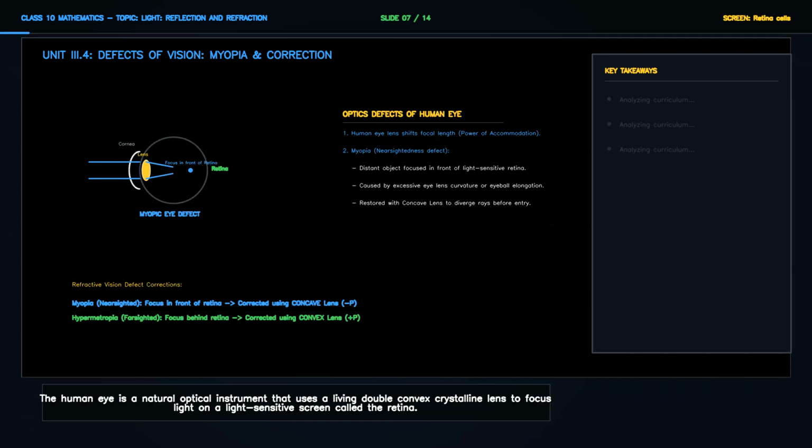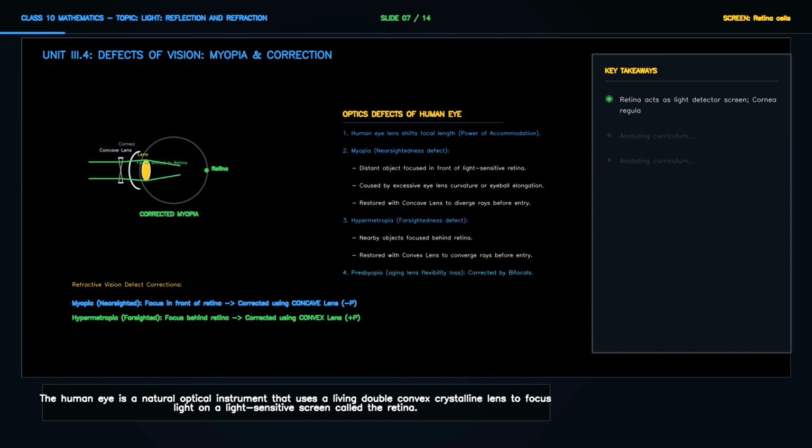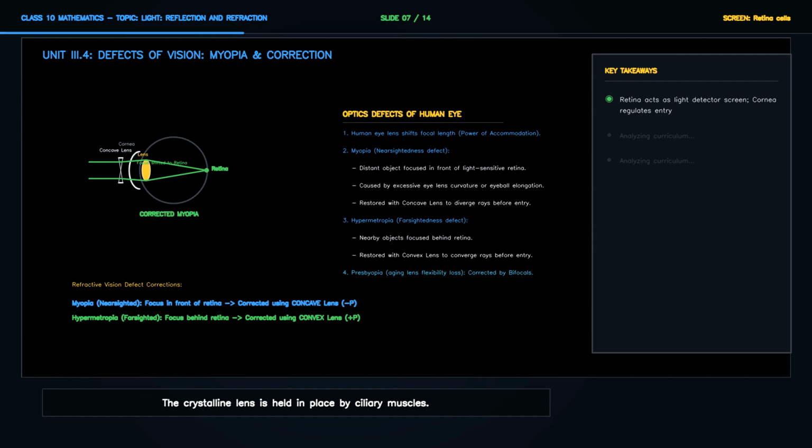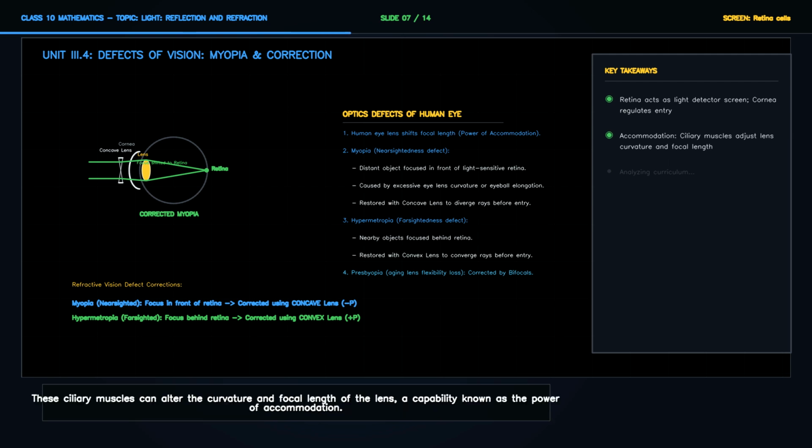The human eye is a natural optical instrument that uses a living double convex crystalline lens to focus light on a light-sensitive screen called the retina. Light enters the eye through a thin, transparent membrane called the cornea, passes through the aqueous humor and is regulated by the iris and pupil. The crystalline lens is held in place by ciliary muscles.